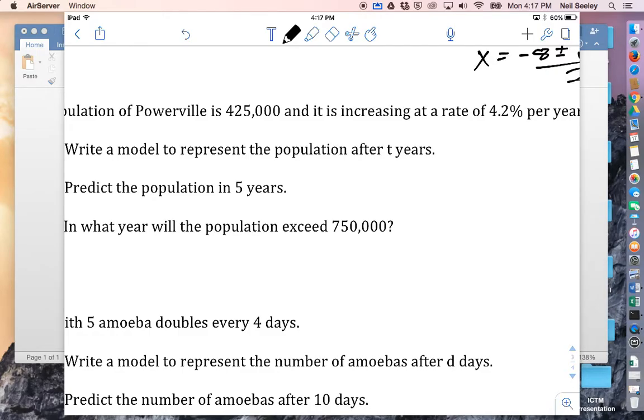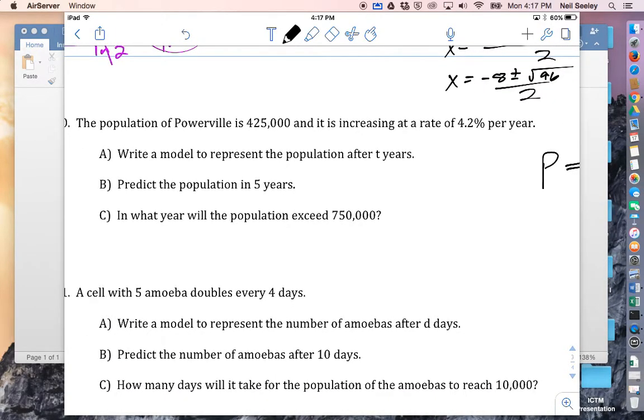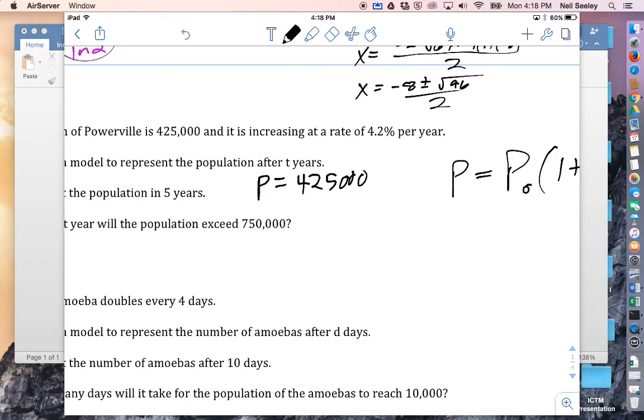425,000 on the first one, 4.2% compounded per year. And that one is a yearly deal, so it just needs the model. So all we do is P equals 425,000. 1, 2, 3. And I squished it in there, didn't I? And it's 1 plus, I'm going to go ahead and just delete the stuff that I wrote before because I forgot to write that. Sorry about that. And 1 plus, and the interest rate 0.042.